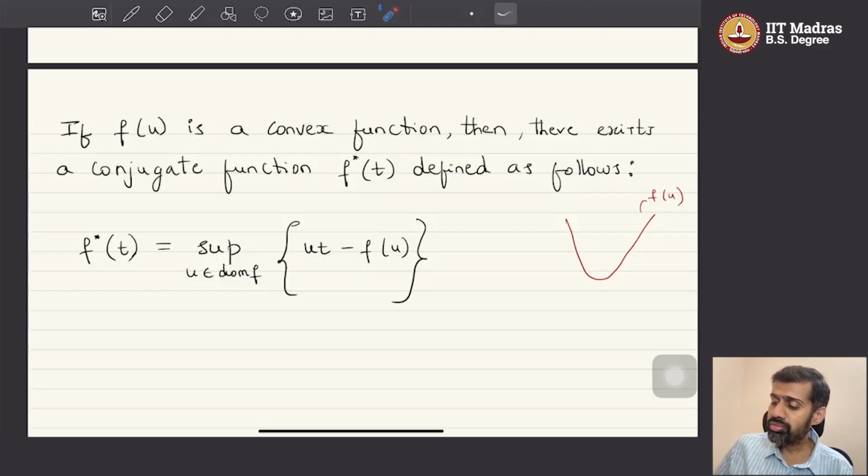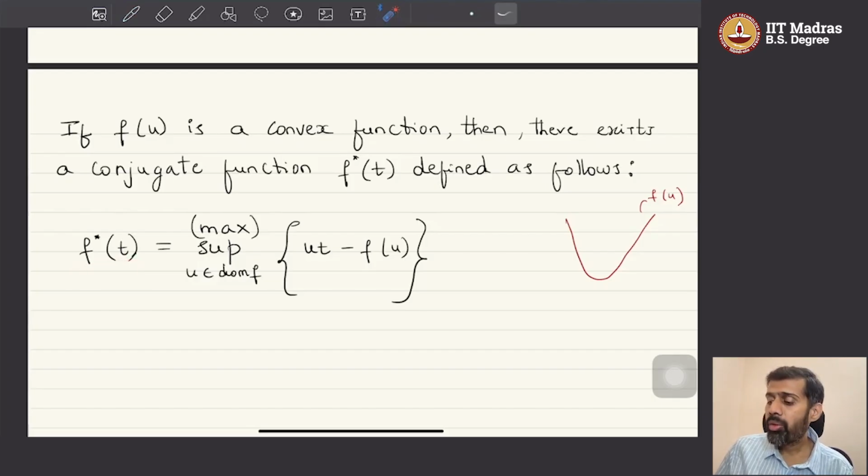Now, just for the understanding's sake, I can write this as max over the domain of f. So what is u here? u is the variable over which the optimization is done, over the domain of f. As I said, u is a dummy variable here, signifying the domain of the original convex function. So what one is doing is constructing what is called a conjugate function for a given convex function, in a pointwise manner.